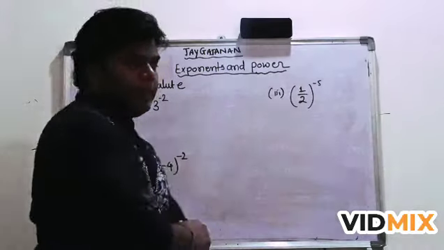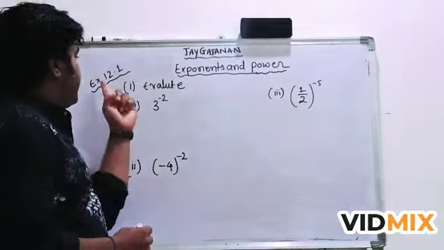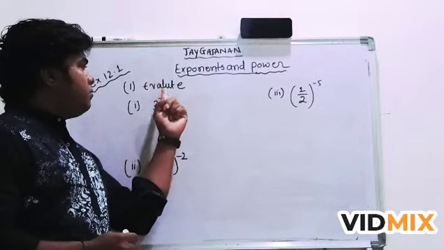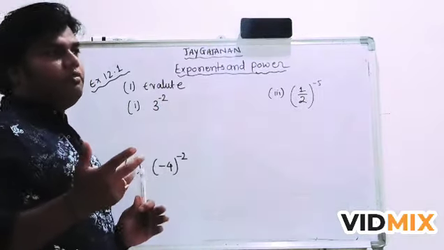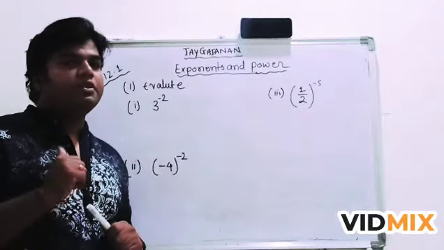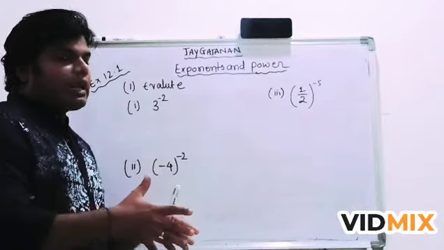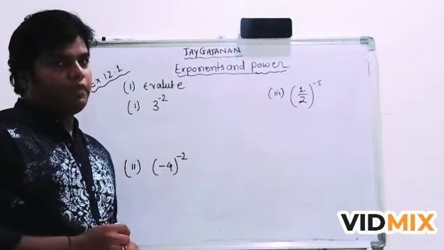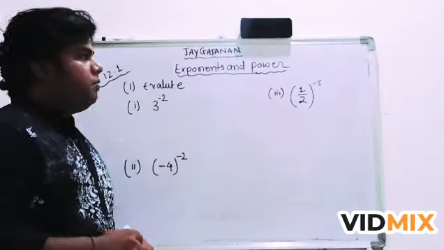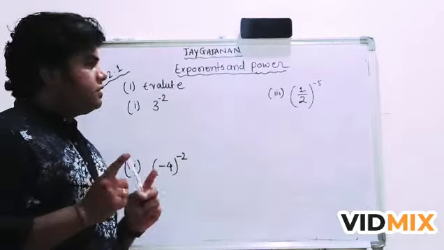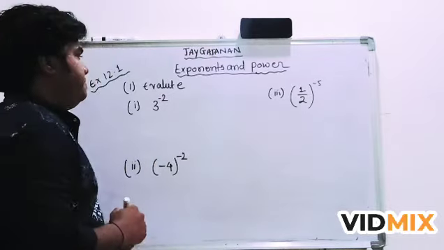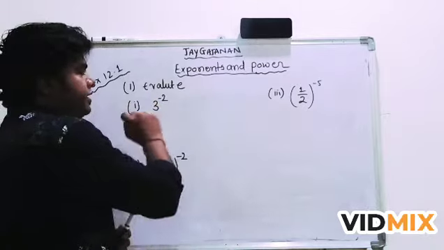So here students, now we are in exercise 12.1, question number 1. Evaluate. Whatever identities we have learned in the previous video, now it's time to use those identities here. Let us see how. Please see it properly and please solve these problems after the video. Alright, so we have to evaluate this.